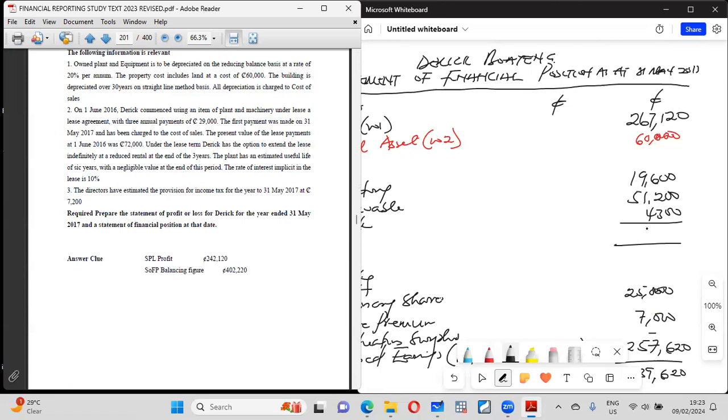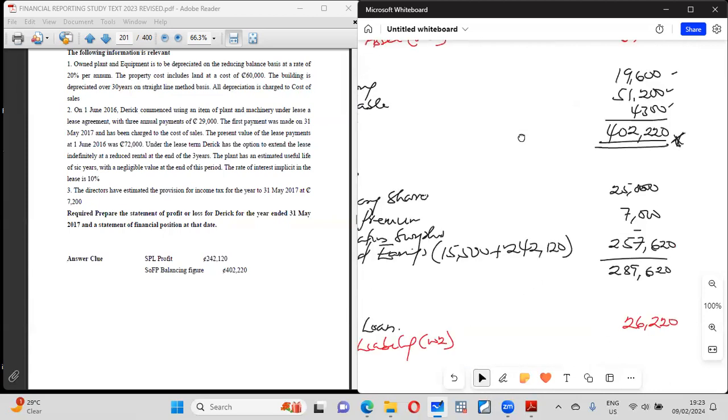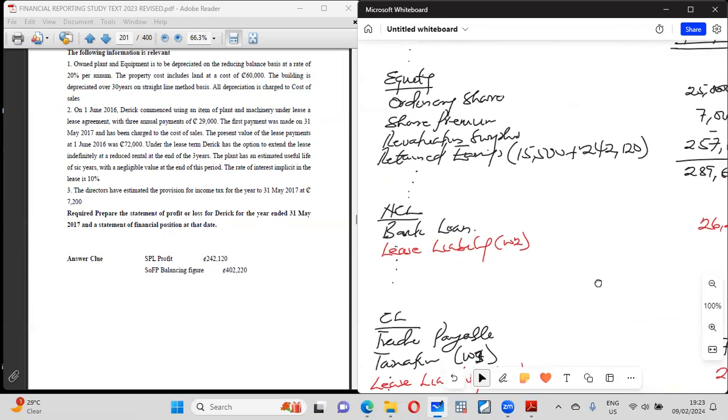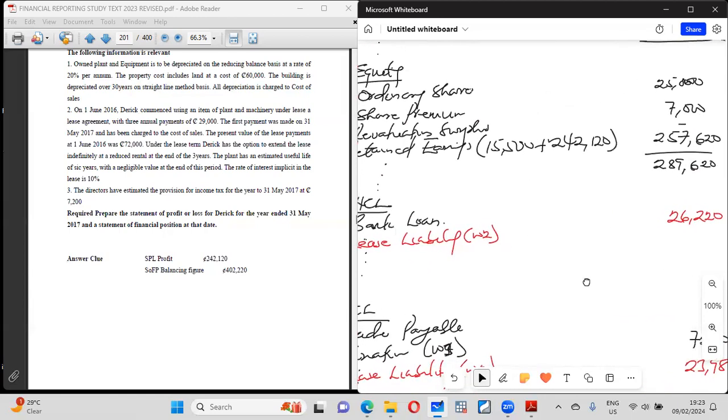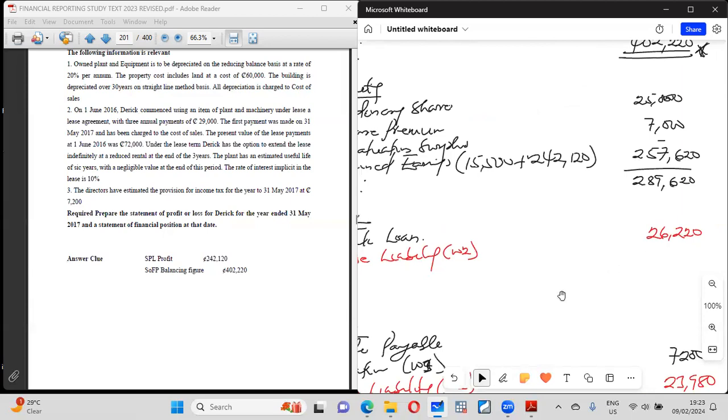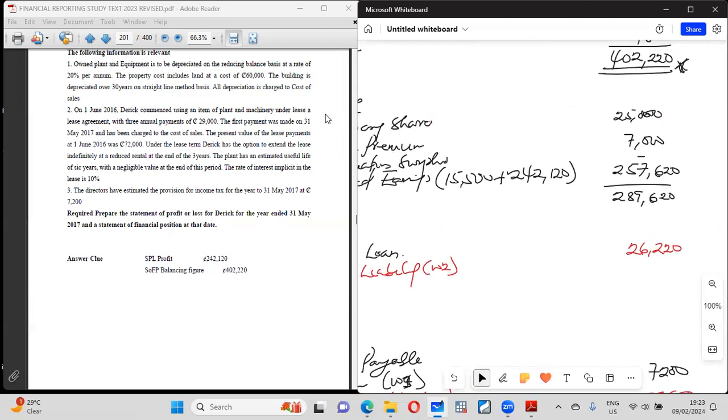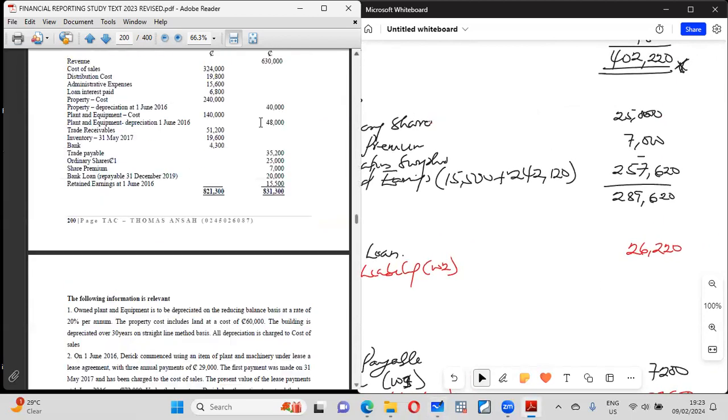Yeah, it now gives me the figure 402,220. So you can punch it and find out. Then you underline it twice. Nobody marks this figure anyway. The most important things are this one. This is just to give you an assurance. So this one too, we had the lease liability there. This was the figure. Then the bank loan in the question. The bank loan is 20,000. So bank loan 20,000.